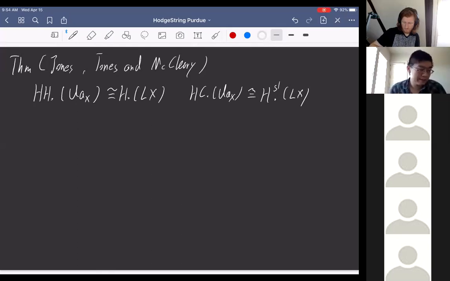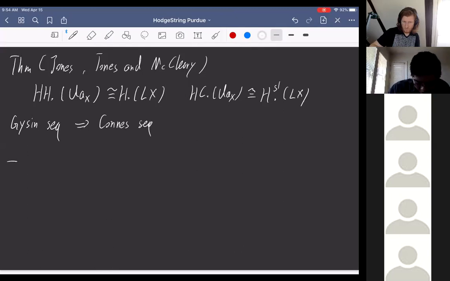Moreover, we have the Gysin sequence connecting the ordinary homology of the free loop space and the S1 equivariant homology of the free loop space. And also we have Connes' long exact sequence connecting Hochschild and cyclic homology. Actually, they also show that this Gysin sequence is identified with Connes' long exact sequence. Let me recall that. It is a very similar sequence, you just use this identification.